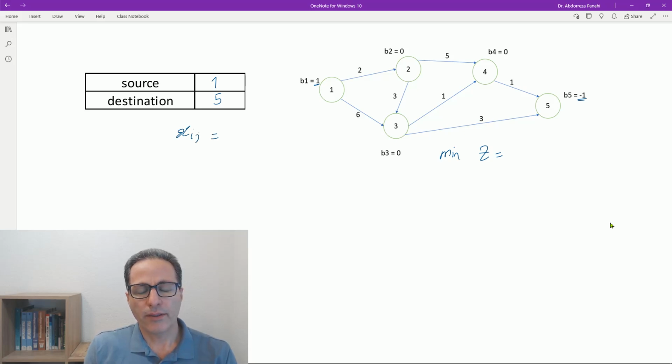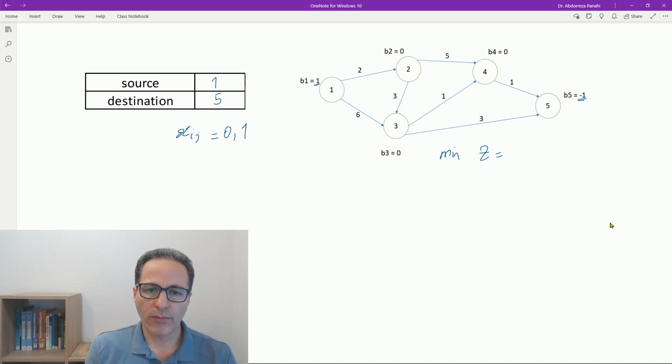If we decide to go from 1 to 2, or send this 1 unit of commodity along this arc, then we have the value 1 for it. Otherwise, 0. Let me write that in one place: the xij's are going to be 0 or 1. 1 means this arc is selected, 0 means it is not selected.